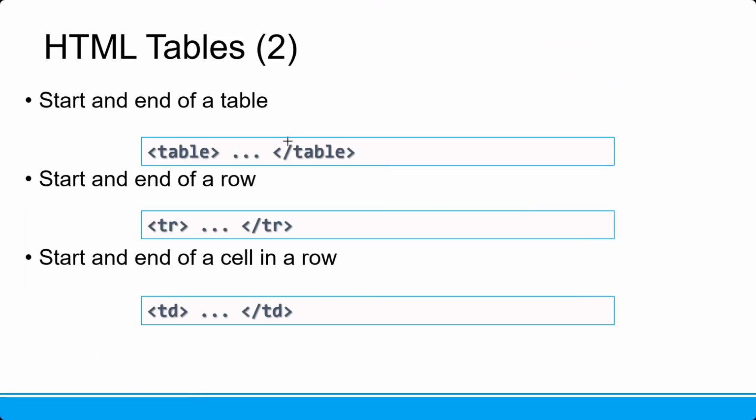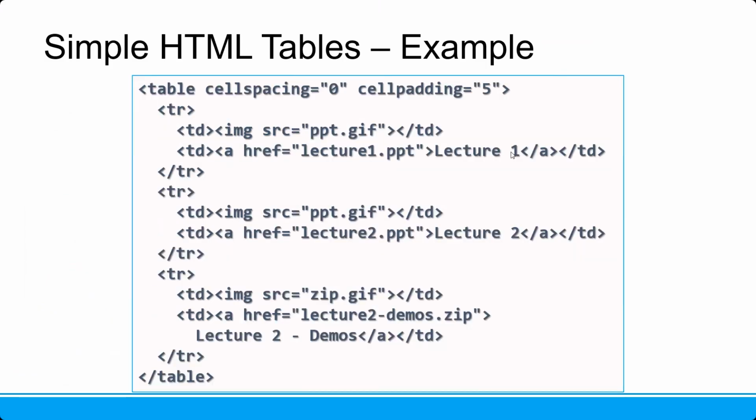The first is using the table tag. This is to indicate the start and end of the table. And then we can also use TR to indicate the start and the end of a row. And we can indicate the start and end of a cell in a row using TD. Let's see this example.